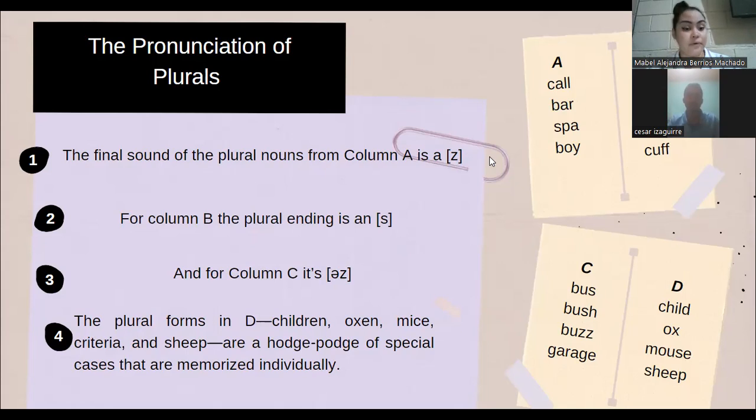Column D has child, ox, mouse, and sheep. It's a different rule because here we need to memorize each word individually. For example, child is children. Ox, the plural is oxen. Mouse, the plural is mice. And sheep, the plural is sheep. It doesn't change.